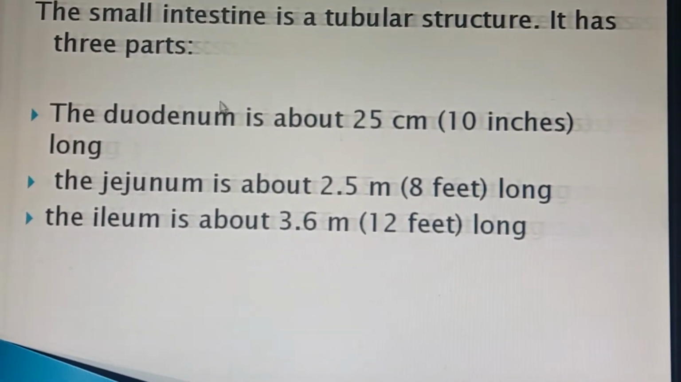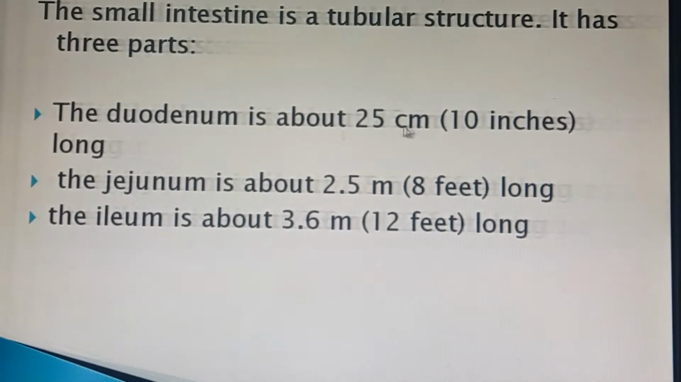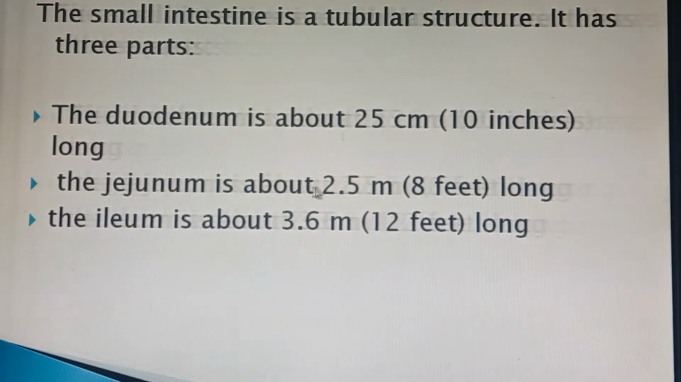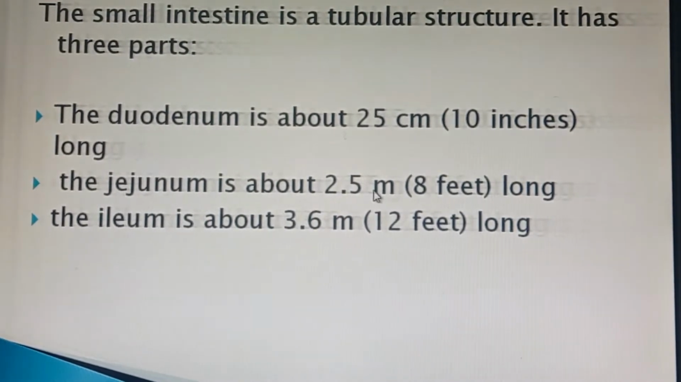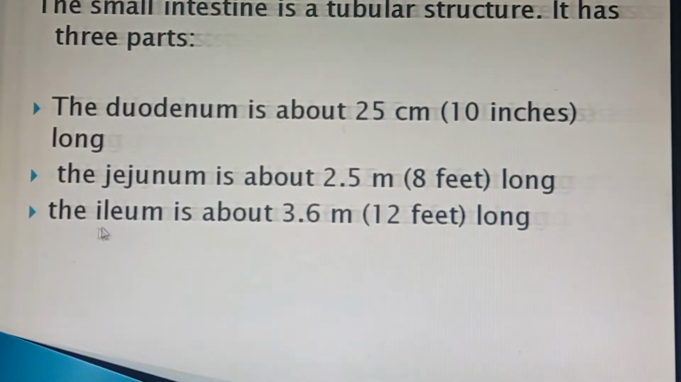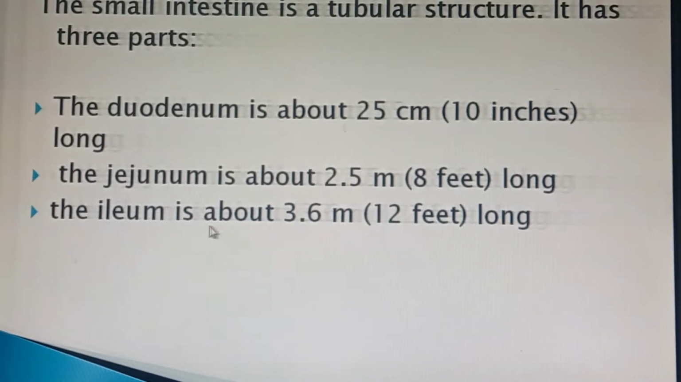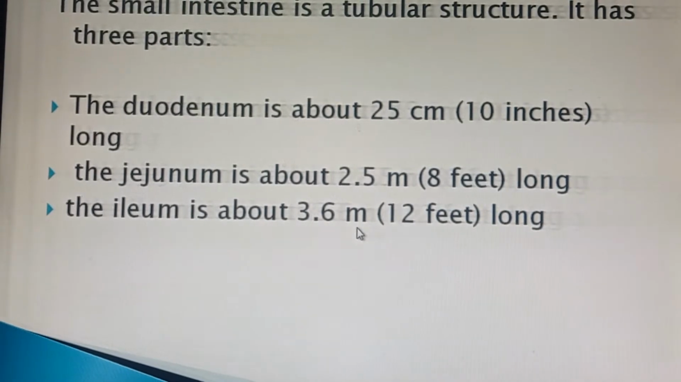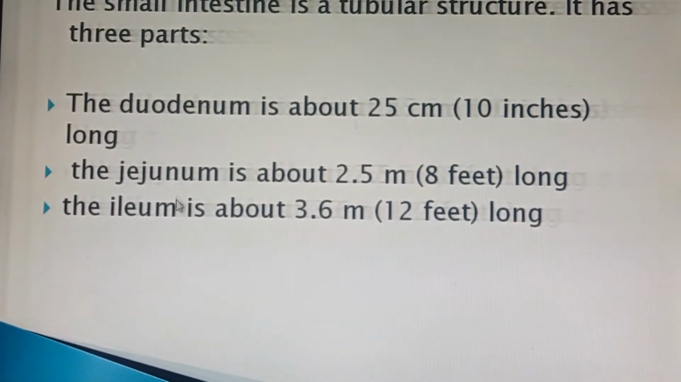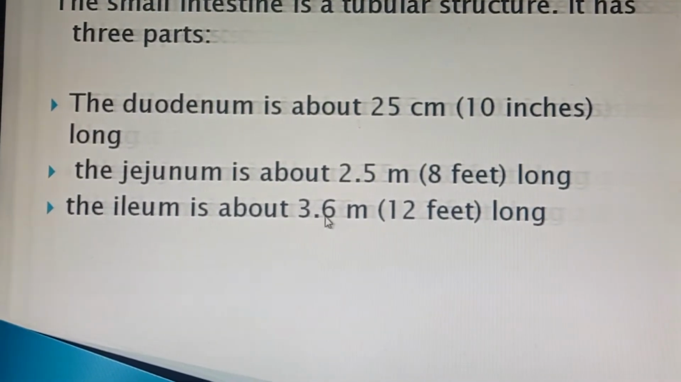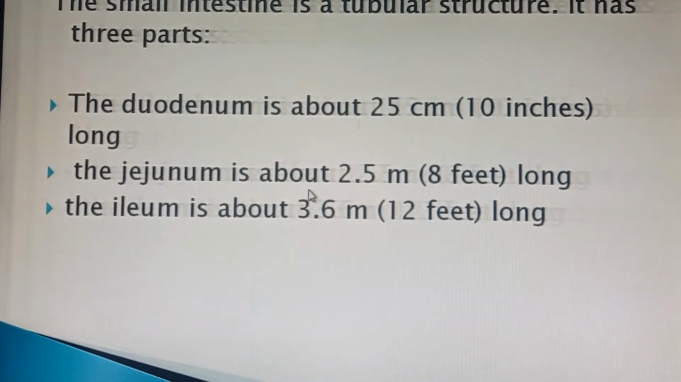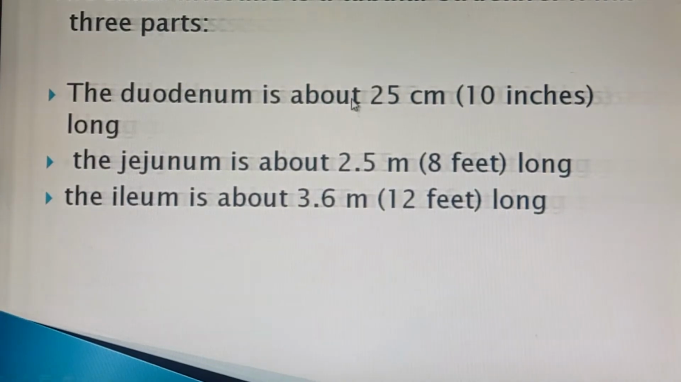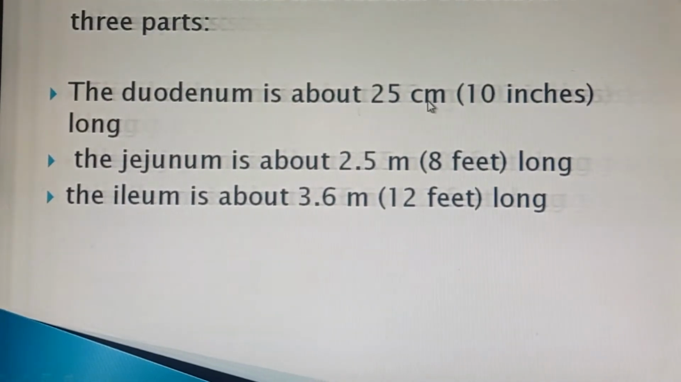The length of the first part, called the duodenum, is 25 centimeter. The length of the mid part, jejunum, is 2.5 meter. The ileum, the last part of a small intestine, is about 3.6 meter long. So the longest part among these three is ileum, that is 3.6 meter, then jejunum 2.5 meter, and duodenum is 25 centimeter in length.